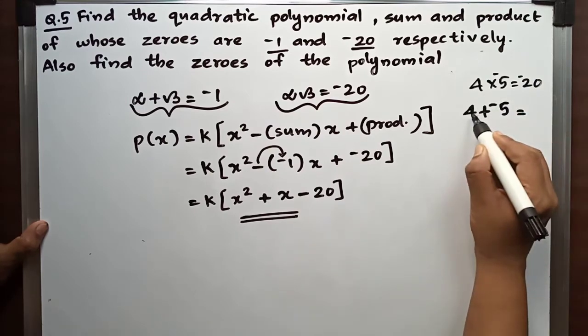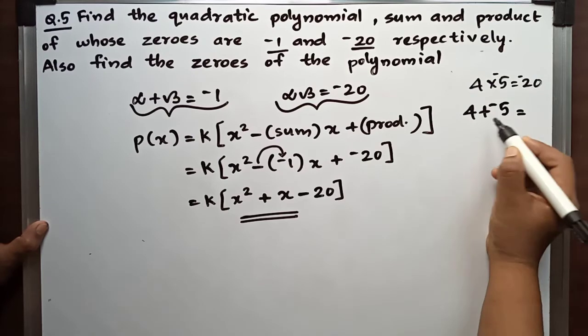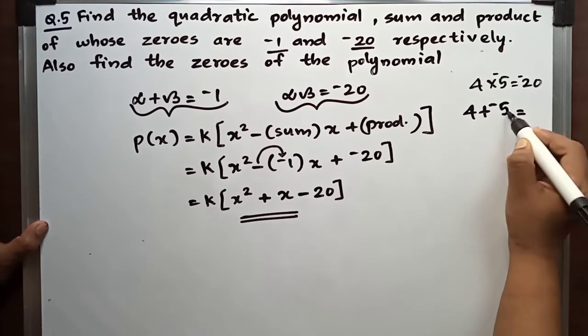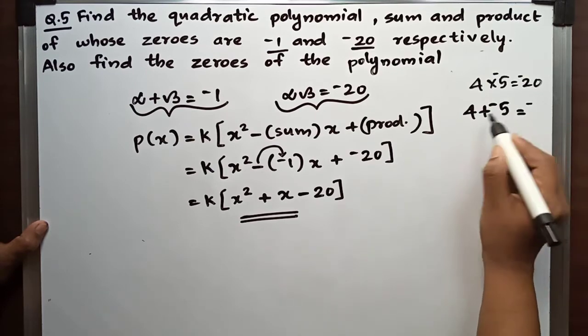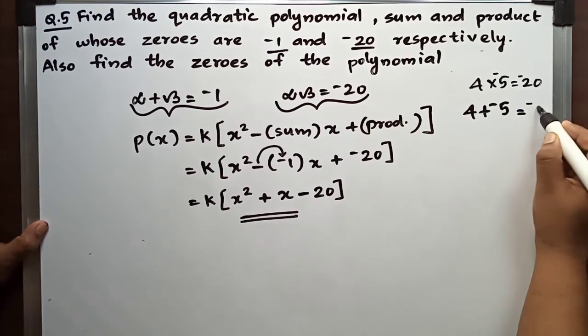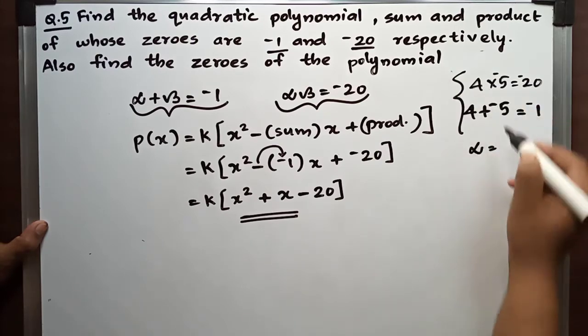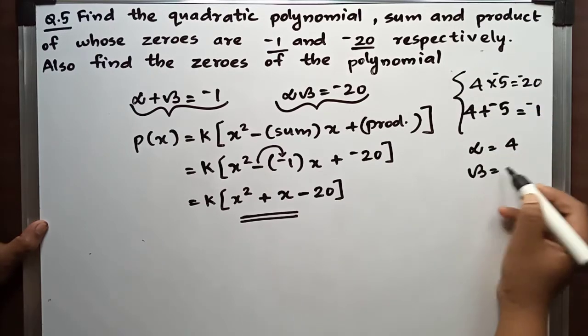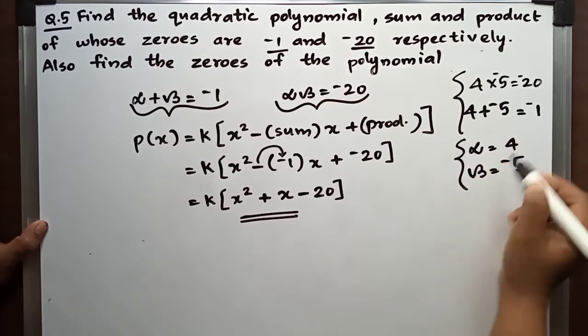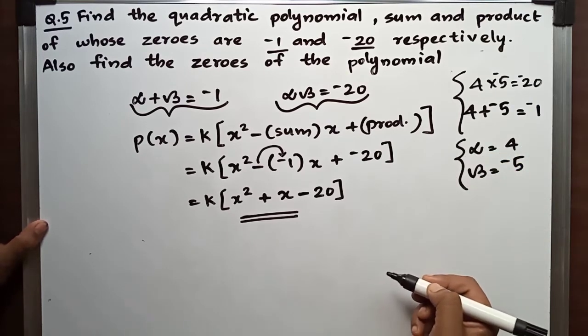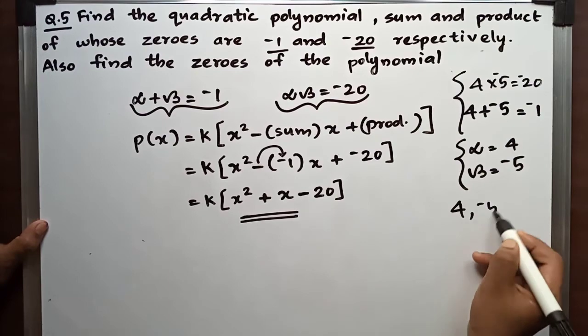See, here a positive number and a negative number are getting added. Then the bigger number, 5, is negative, so the answer is negative. Then bigger minus smaller, 5 minus 4, that is 1. See, here alpha can be taken as 4 and beta can be taken as -5. So these two are the zeros of the polynomial, 4 and -5.